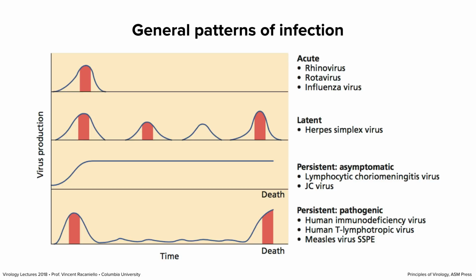And the rest are different kinds of persistent infections, which we'll talk about next time, and they simply involve, again, infections that last the life of the host. There can be bursts of virus production, intermittent bursts, or there can be continuous virus production. This happens to be a persistent asymptomatic infection where there's no disease. Or on the bottom, you can see a persistent infection where the disease itself results in death. And we'll get to those next time.